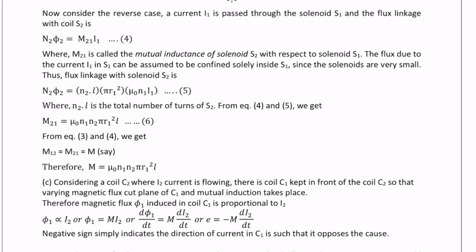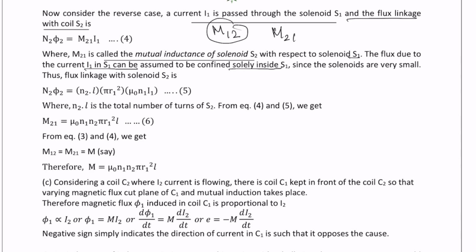Now consider the reverse case, which means current I1 is passed through the inner solenoid, and the flux linkage with the outer solenoid S2 is N2 phi2. If the mutual inductance in the earlier case was M12, now we write it as M21, correct? So M21 is the mutual inductance of the solenoid S2 with respect to S1. Flux due to the current I1 in S1 can be assumed to be confined solely inside S1.